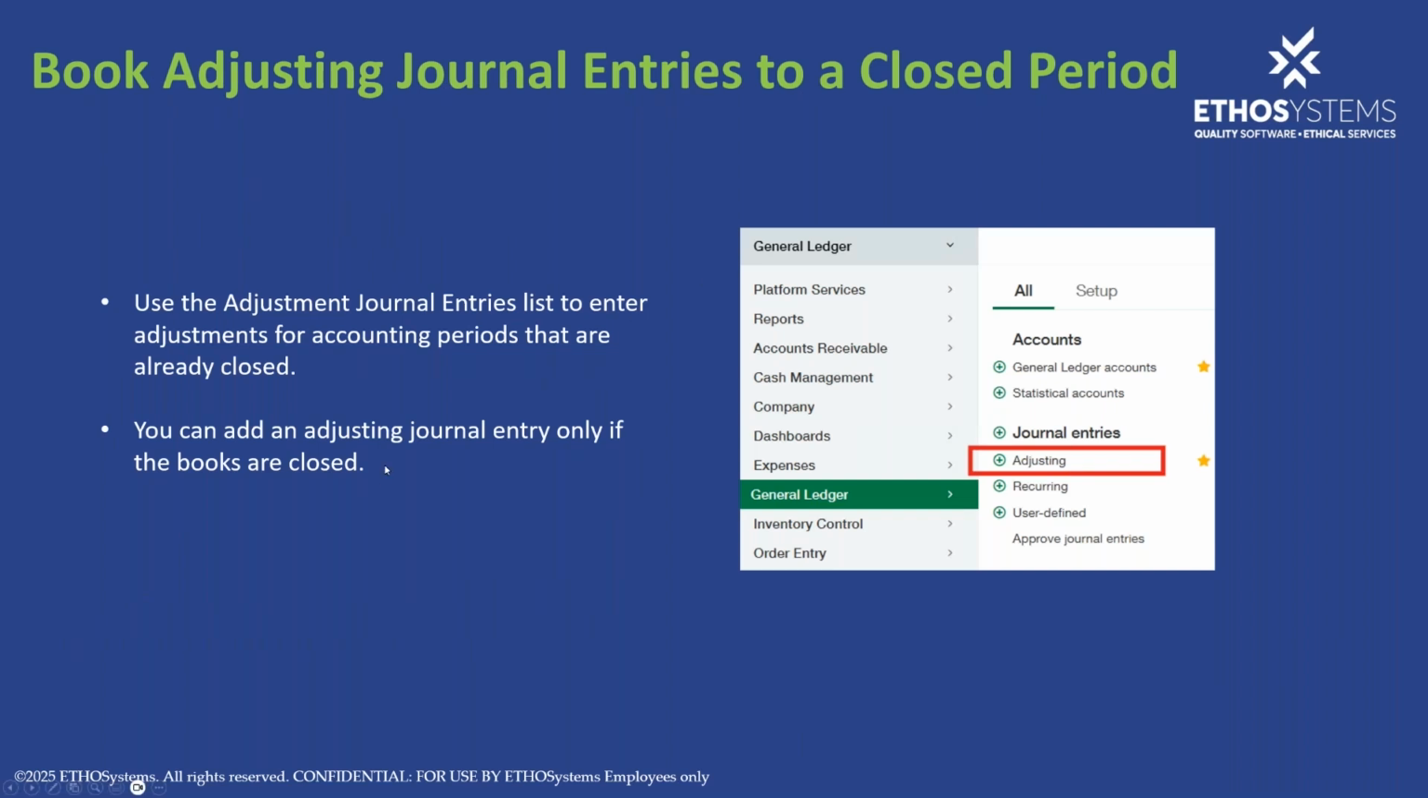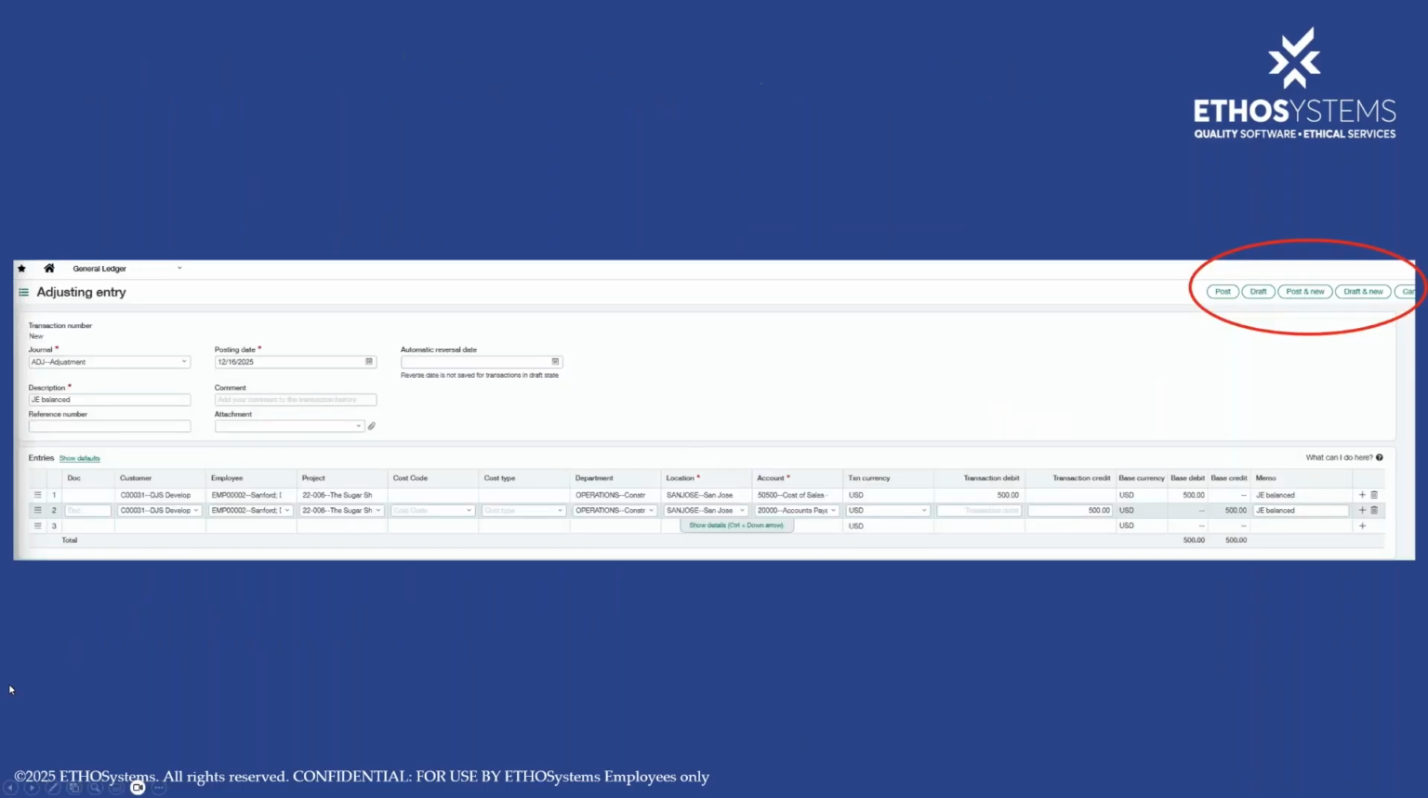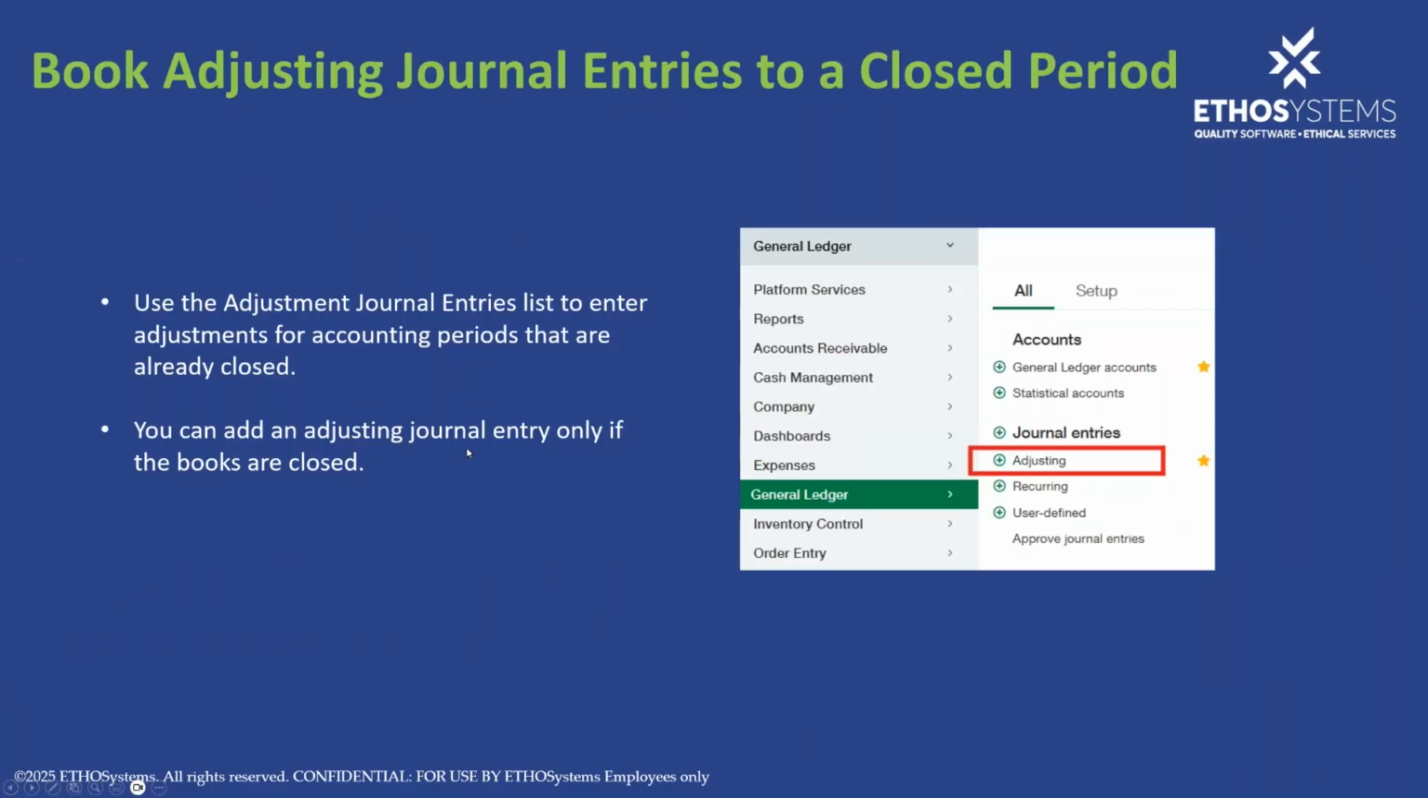And my little note here: you can add an adjusting journal entry only if the books are closed. And it's like, okay, Ray, that seems common sense. The reason I said that was because if they're not closed, and they're still open, when you go into this option, you'll think, well, it doesn't look closed. It's not closed. So in that case, you would just make a regular journal entry, right? Because it hasn't been closed.